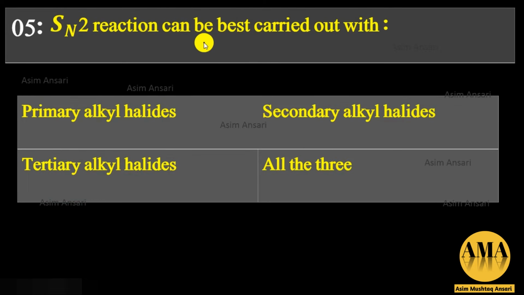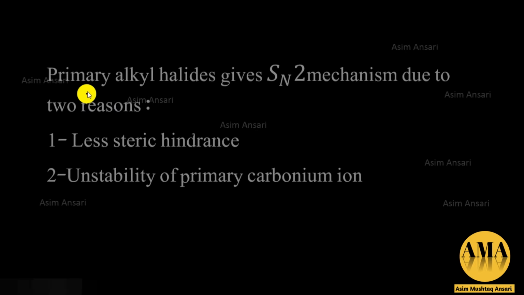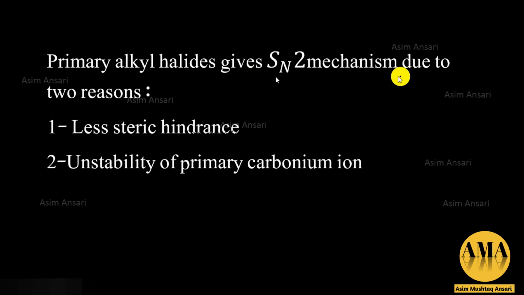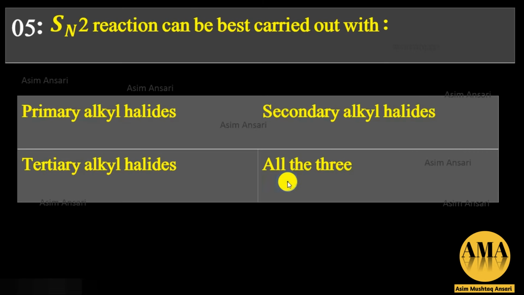Next, SN2 reactions can be best carried out with: primary alkyl halides, secondary alkyl halides, tertiary alkyl halides, or all the three. Primary alkyl halides give SN2 mechanisms due to two reasons. First, less steric hindrance, and second, the instability of the primary carbocation. So the exact answer is primary alkyl halide.